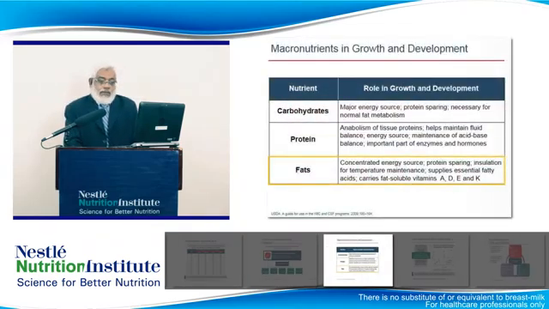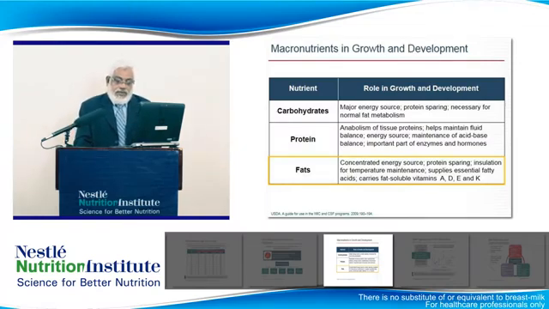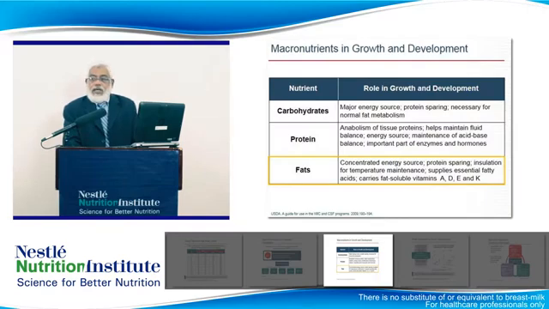Macronutrients in growth and development and their role. Carbohydrate is the major source of energy, protein sparing, and necessary for normal fat metabolism. Protein is for anabolism of tissue proteins, helps maintain fluid balance, is an energy source, maintains acid-base balance, and is an important part of enzymes and hormones. Fats are a concentrated energy source. They have a protein-sparing role, act as an insulator for temperature maintenance, supply essential fatty acids, and carry fat-soluble vitamins A, D and K.